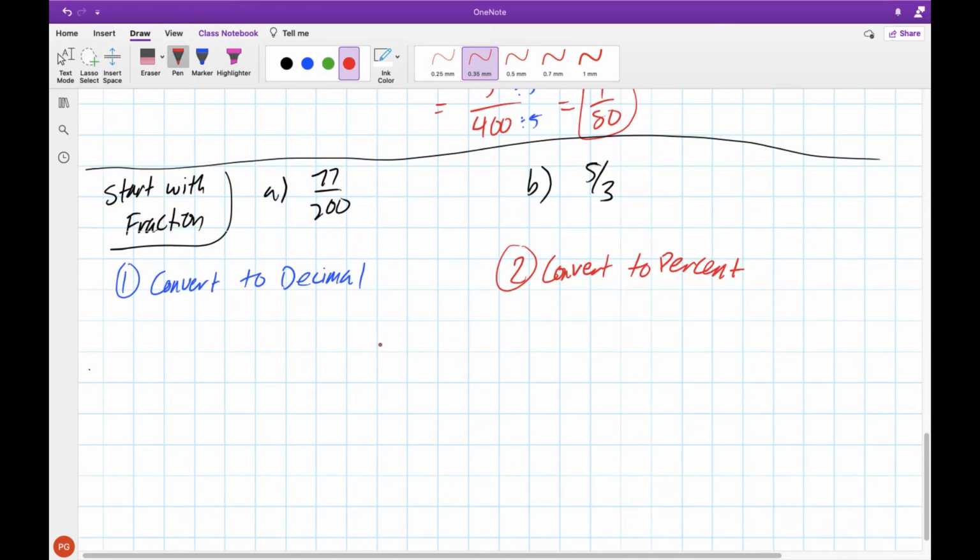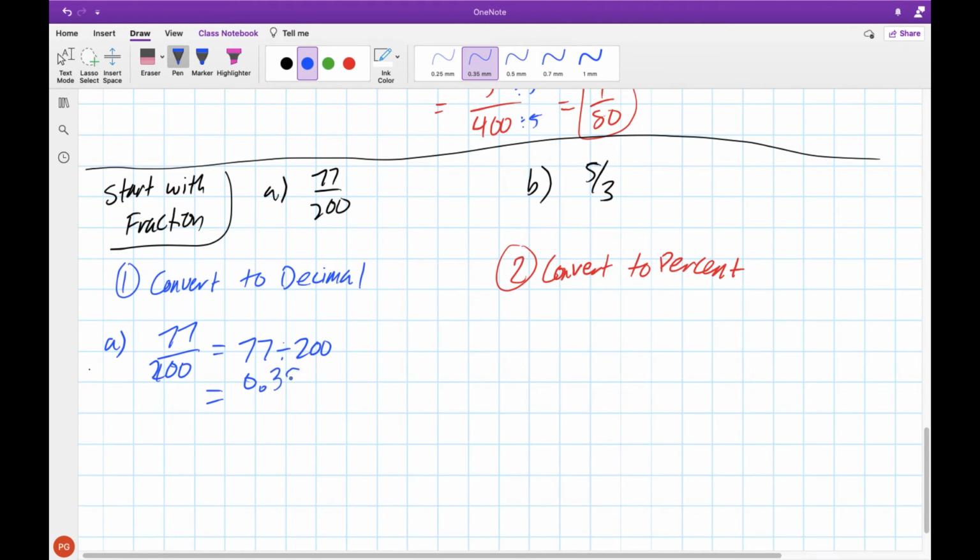So we've started with percentages, we've started with decimals. Now let's say we start with fractions and we want to convert to a decimal or to a percentage. Going from a fraction to a decimal is super easy. All you do is divide. So 77 over 200, all we do is plug 77 divided by 200 into our calculator, and we'll get 0.385.